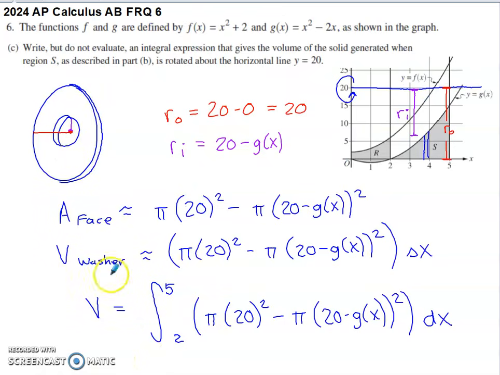Last part of this says, write but do not evaluate an integral expression that gives the volume of the solid generated when region S, as described in part B, is rotated about the horizontal line y equals 20. So if I draw my horizontal line y equals 20, think about rotating region S about this horizontal line. I need to recognize that because of this gap that exists between the top of the slice that I've drawn and the axis of rotation, I'm going to generate a washer when this slice gets rotated about y equals 20.